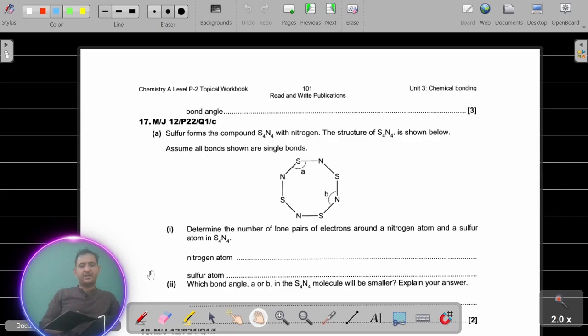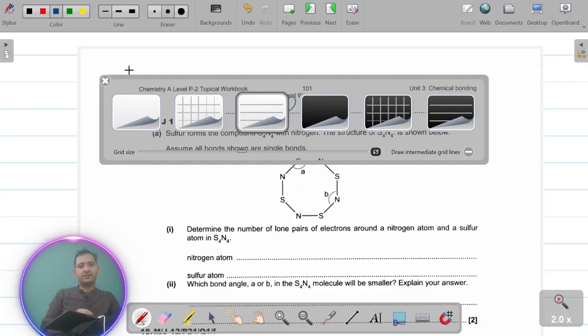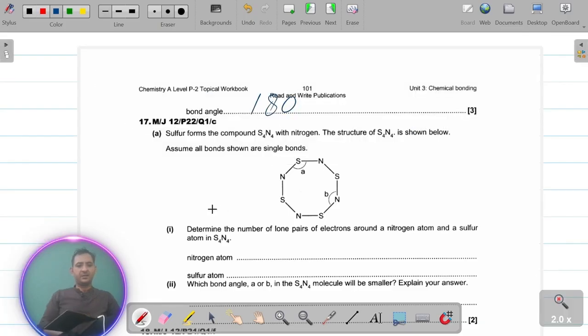So the bond angle in linear shape is 180. I should change this, okay, 180. So assume all bonds, okay. The sulfur forms the compound S4N2, shown below, okay, very good.